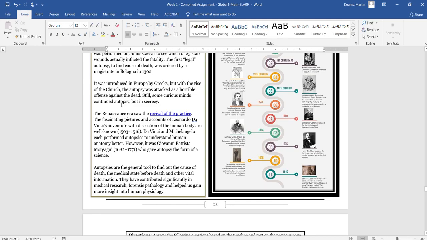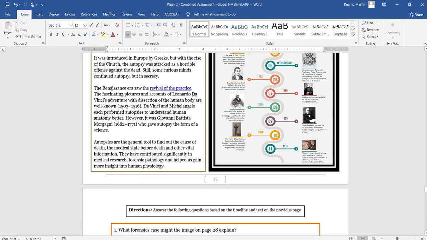Still, some curious minds continued autopsy, but in secrecy. The Renaissance era saw the revival of the practice. The fascinating pictures and accounts of Leonardo da Vinci's adventure with dissection of the human body are well known, 1503 to 1516. Da Vinci and Michelangelo each performed autopsies to understand human anatomy better. However, it was Giovanni Battista Morgagni, who lived between 1682 and 1771, who gave autopsy the form of a science.